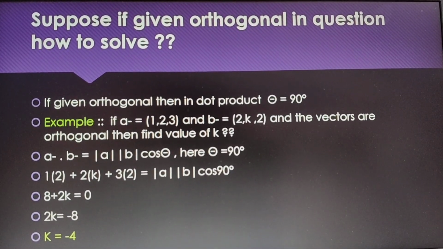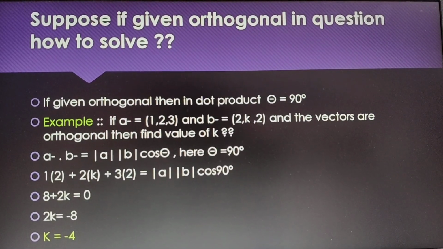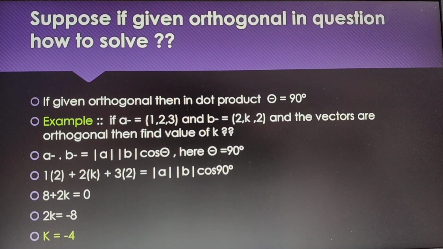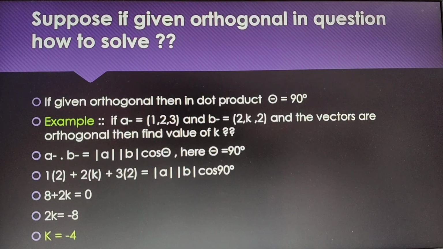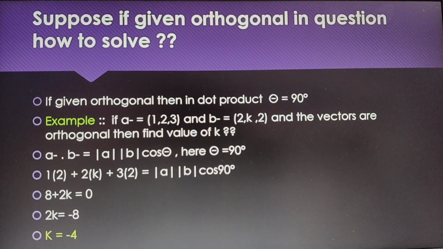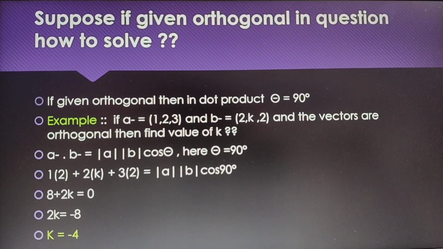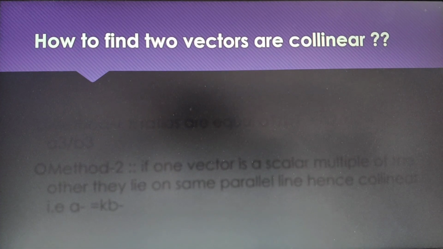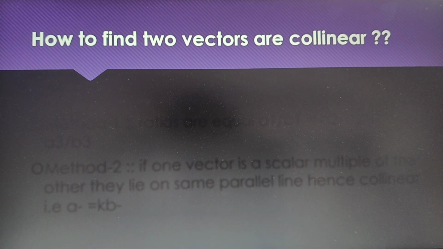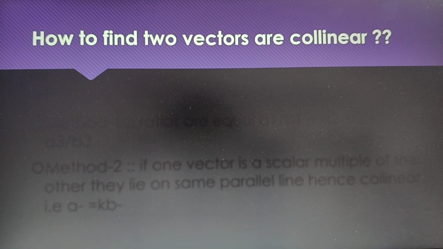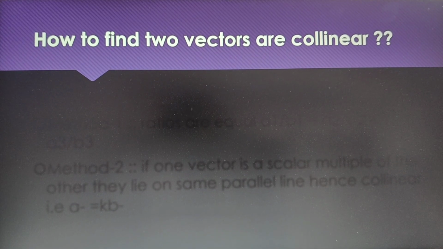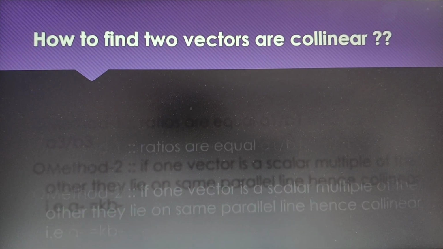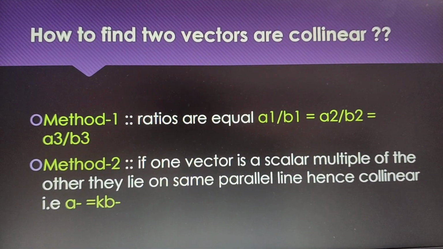In the previous question, you have seen that k value is -4. If the k value is already given and asked to prove perpendicular, then use the component formula. That is a dot b is equal to ax bx plus ay by plus az bz. If the geometric formula is given and they are saying orthogonal, take the theta value as 90 degrees.